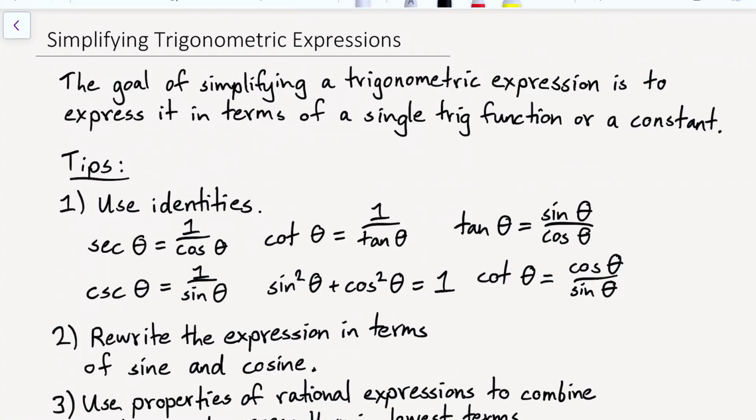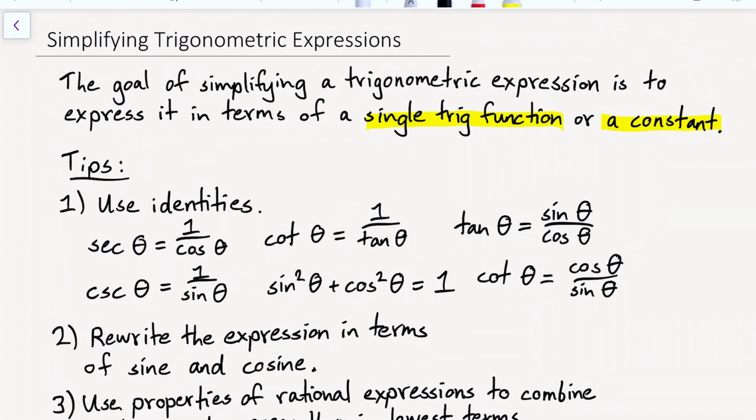In this video, I would like to talk about simplifying trigonometric expressions. The goal of simplifying a trig expression is to attempt to express it in terms of a single trig function or maybe even a constant. This requires creativity to try rewriting trig expressions in different ways. It requires familiarity with the common identities. These form the rules of the game. And it also requires some knowledge of algebra, being able to combine various rational expressions, for example.